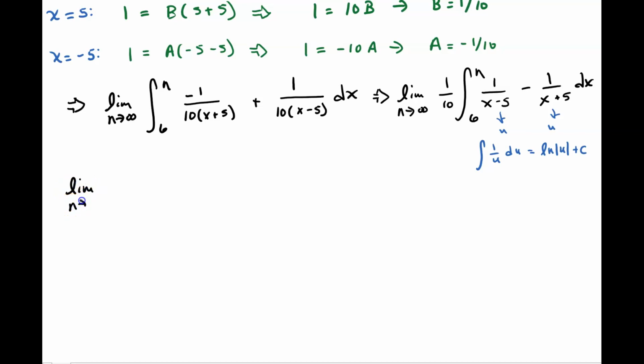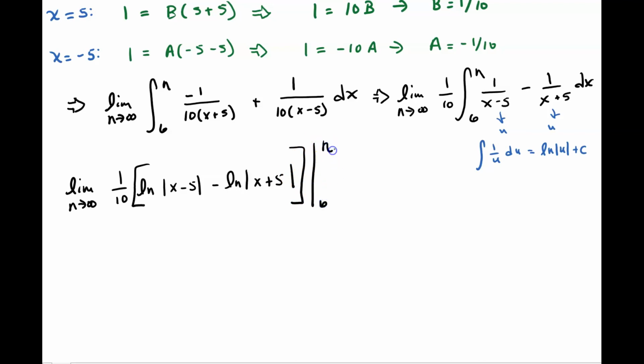The limit as n goes to infinity of 1/10, and it's going to be the natural log. So I'll factor out the 1/10: natural log of x minus 5 minus the natural log of x plus 5. And it looks just like that. And this is going to be evaluated from 6 to n.